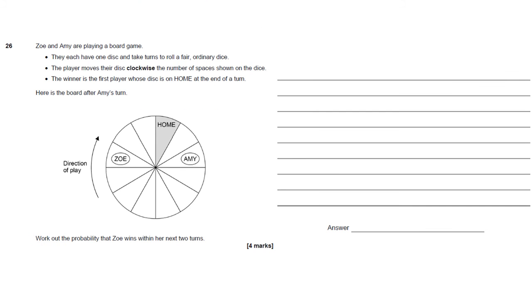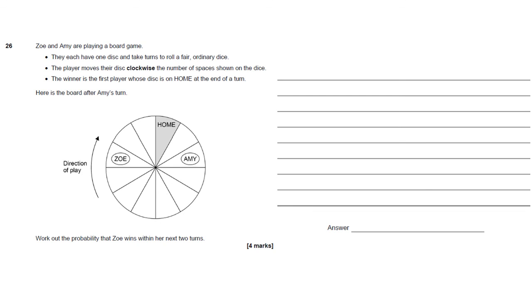Question 26. Zoe and Amy are playing a board game. They each have one disc and take turns to roll a fair ordinary dice. The player moves their disc clockwise, the number of spaces shown on the dice, and the winner is the first player whose disc is on home at the end of a turn. Here is the board after Amy's turn. We need to work out the probability that Zoe wins within her next 2 turns.